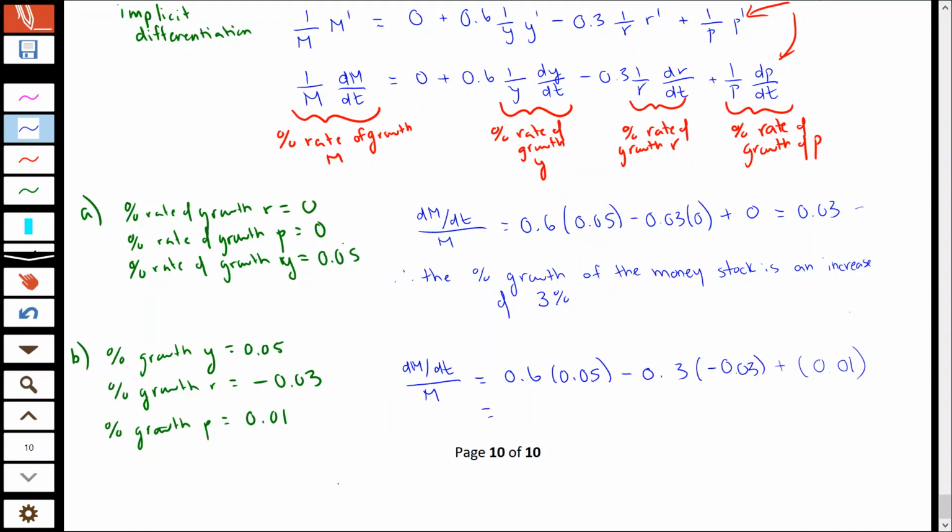And so this gives us a change in the money stock of 0.049. So with these changes that are happening, the percentage growth of the money stock, if it came out negative, would just mean that this was a decrease. But here we're going up. The money stock is an increase of 4.9%. And there you go.